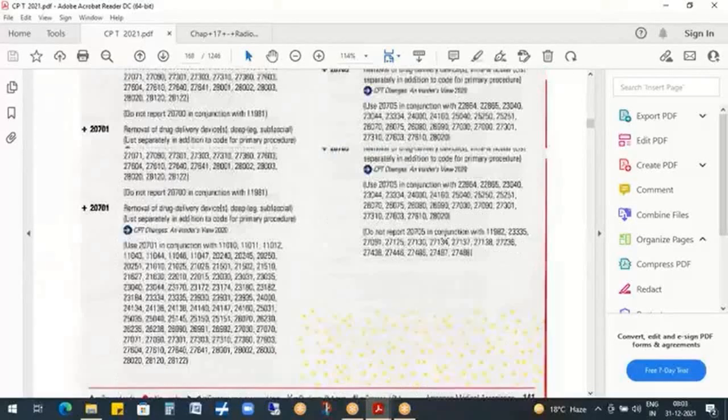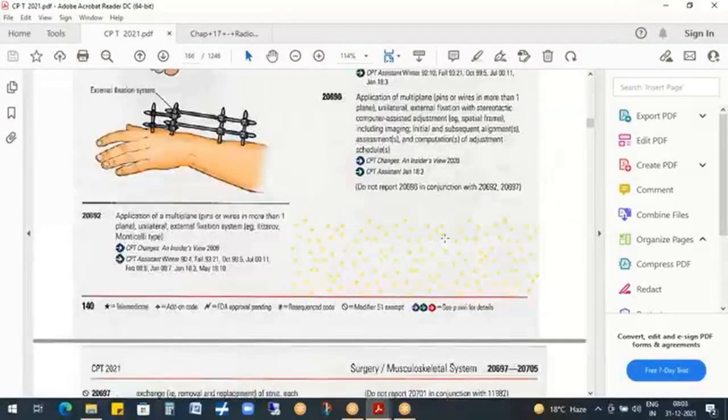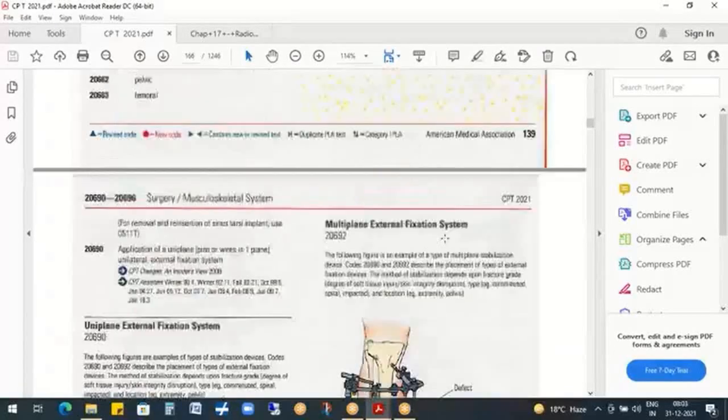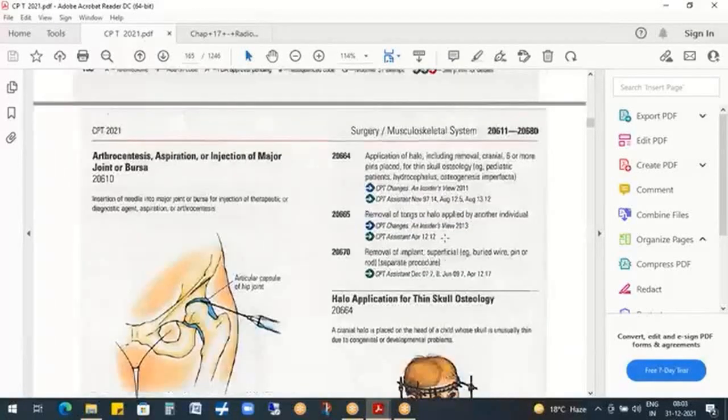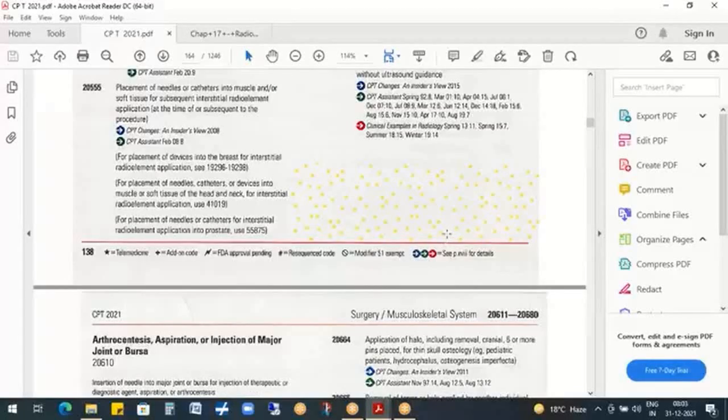I will show you the differences when we need to code guidance, when guidance is a part of the procedure. Can you go with the page number 138?